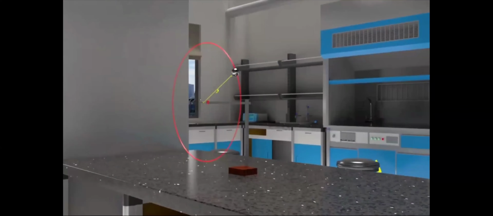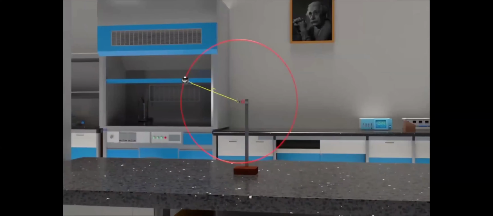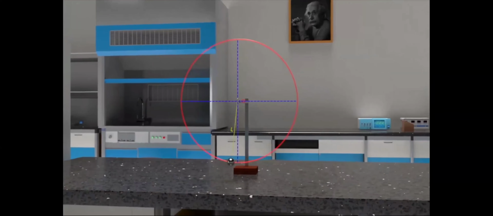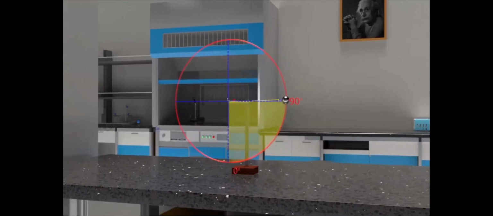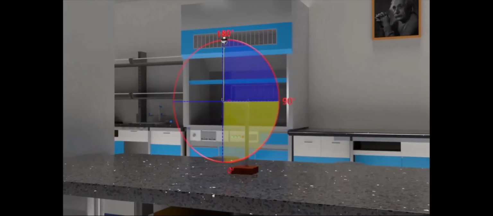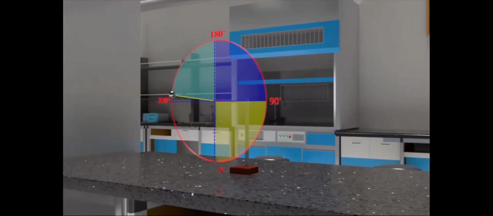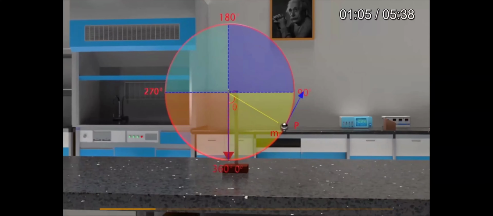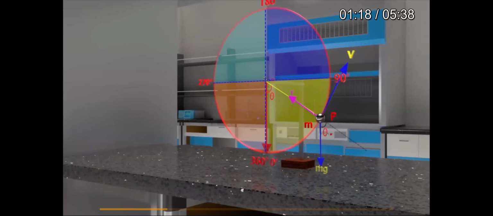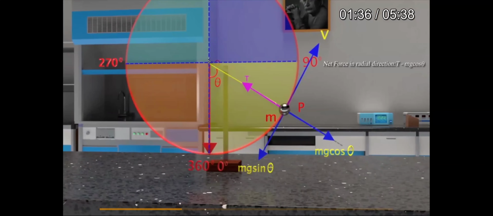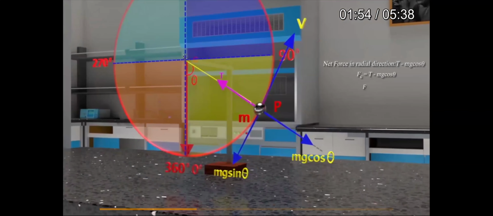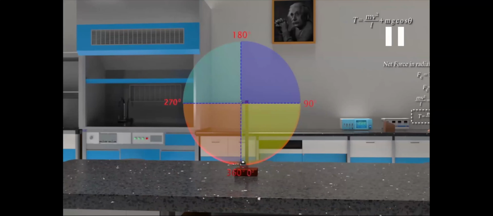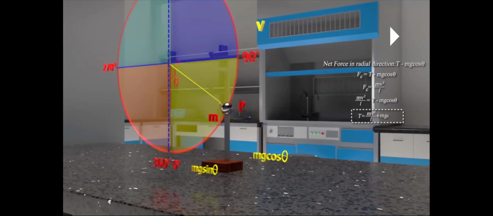Let's divide the circular path the bob may take into 4 quadrants around point O: 0 to 90 degrees, 90 to 180 degrees, 180 to 270 degrees, and 270 to 360. This is what I showed you. When you're in the lower quadrant, tension and mg cos theta, centrifugal force, both will always add up. The tension will be mv square by L plus mg cos theta. So you will never become loose.